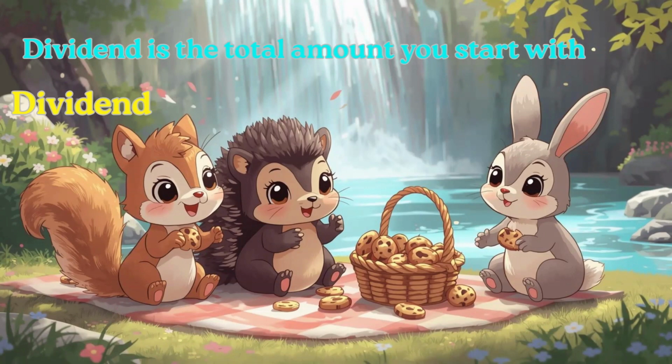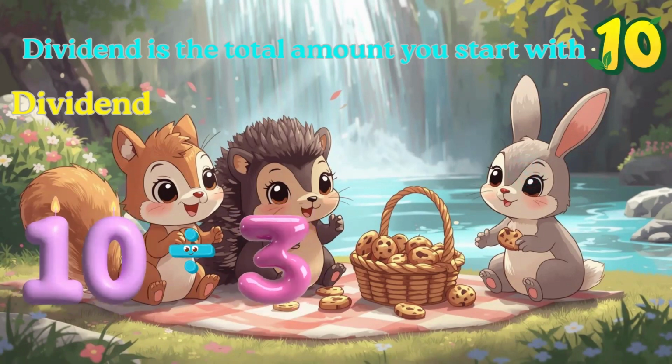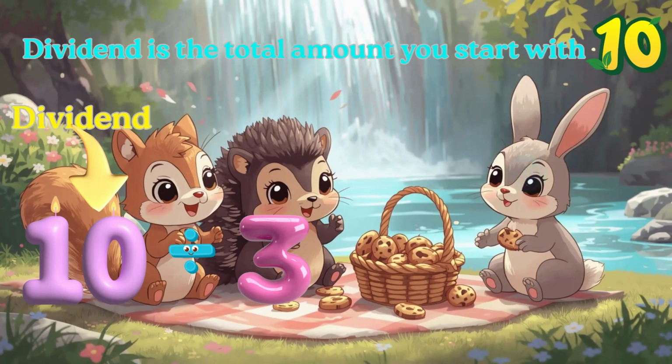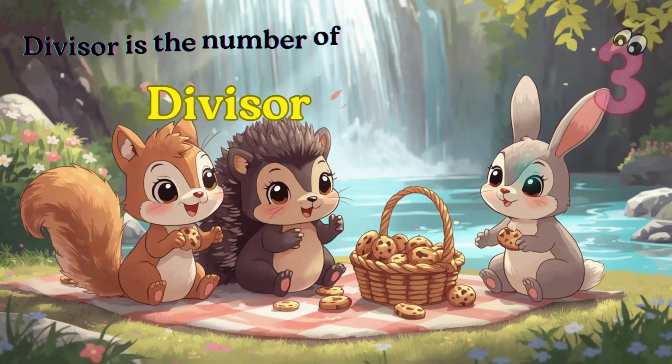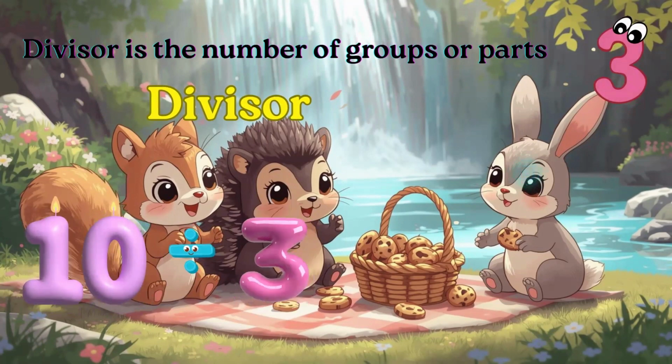Dividend is the total amount you start with, the number you're dividing. In the story, Benny has 10 cookies, so the dividend is 10. Divisor is the number of groups or parts you're splitting the dividend into. 10 cookies divided among 3 friends, so the divisor is 3.